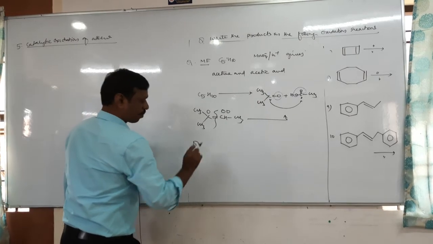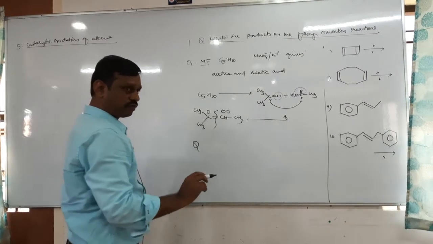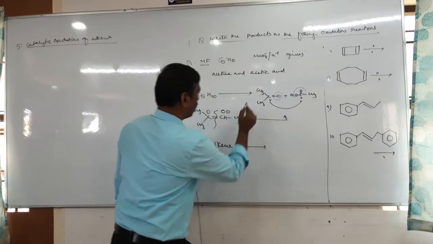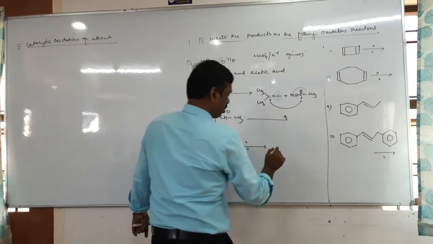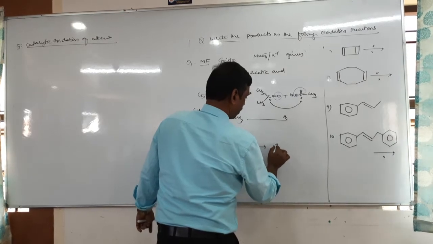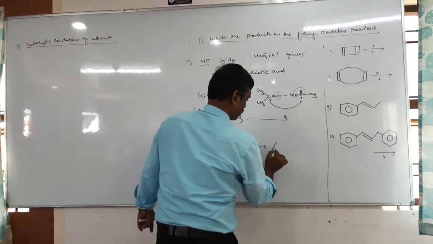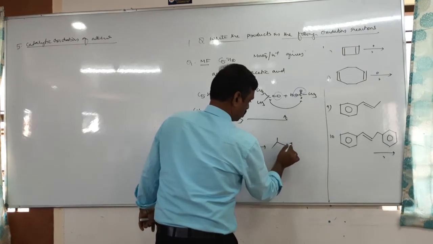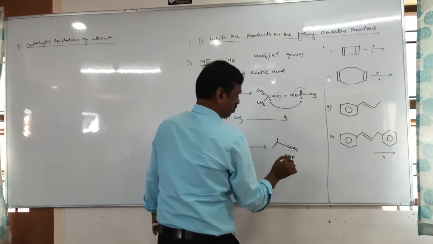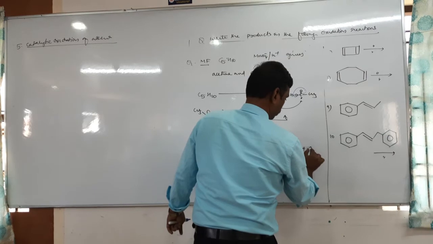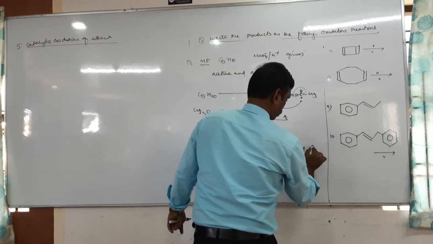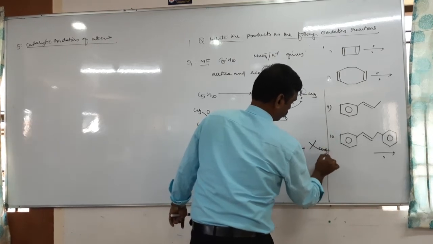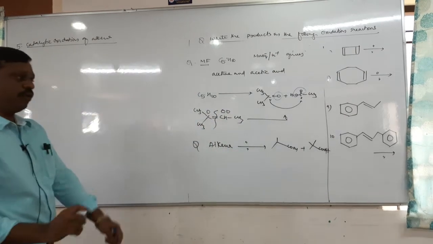One more. Alkene oxidation, same oxidizing agent, gives the product. What is the alkene, IUPAC name of alkene?